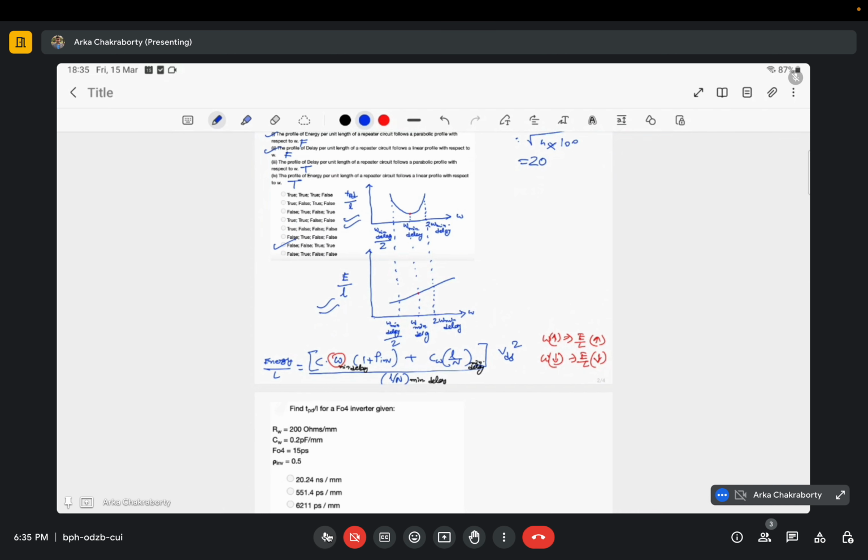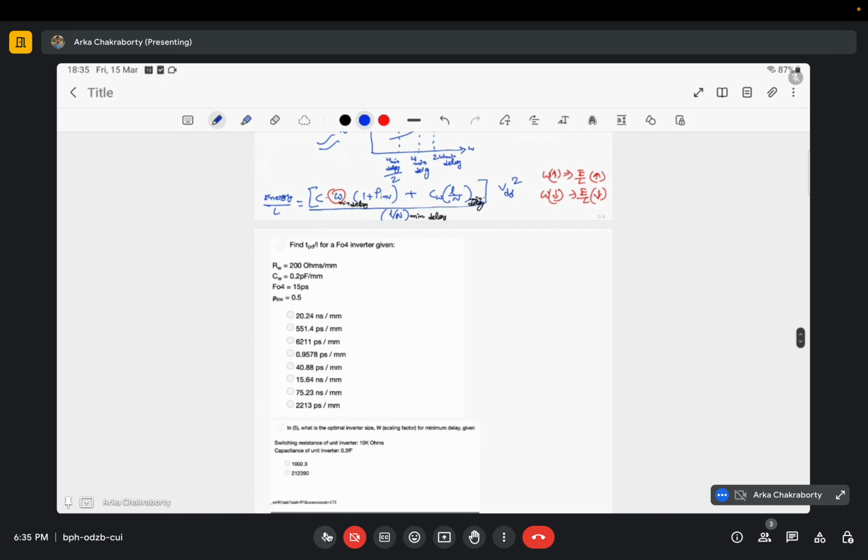Okay, so the next question is, find the T propagation delay per unit length for a fan out of 4 inverter, given resistance per unit W is given, CW is given, fan out 4 value is given, and rho inverter is given as half. That is for folded technology, right? This rho inverter is half for folded technology that we have looked into in the lectures. Okay, now let us find it.